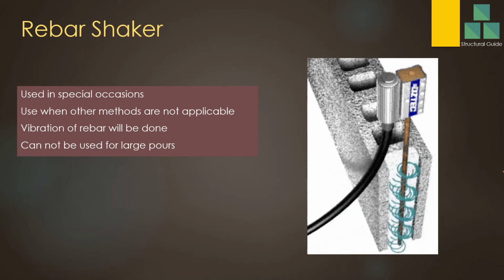Rebar shaker. This is used in special occasions. You can see here in this figure, the machine is fixed onto the rebar, then you vibrate the rebar. With that the concrete in that area will be compacted. This is a very special method, and you can't fix the rebar always or everywhere. So it is used in special occasions. Also, when we can't adopt other methods, we may use this method. For example, in a small area, if you can't put the poker in there, you may use this kind of method. We can't use it for very large concrete. There is no way to do it.